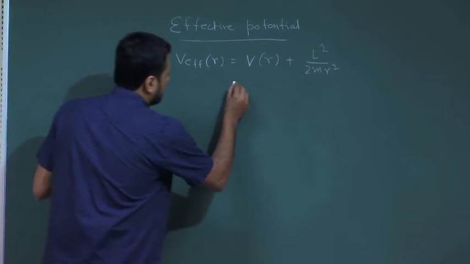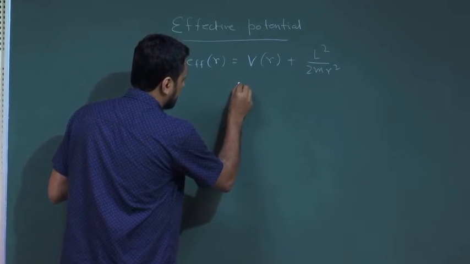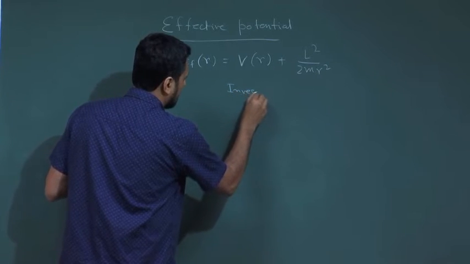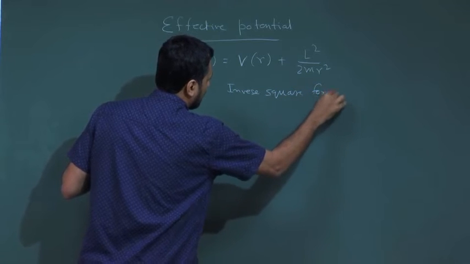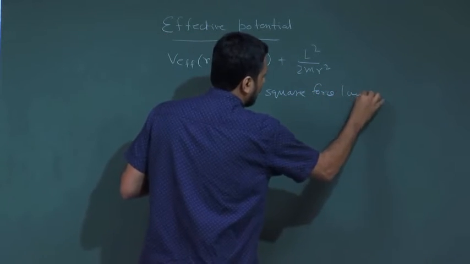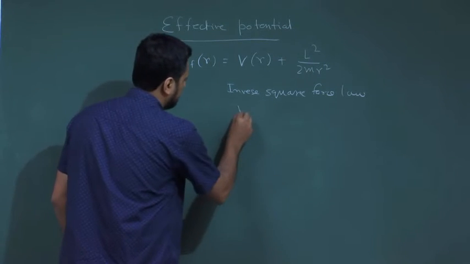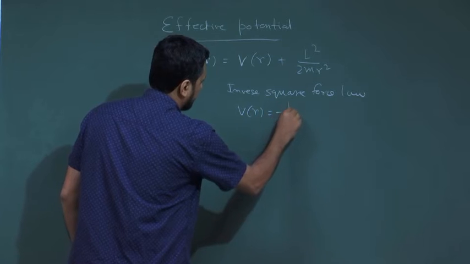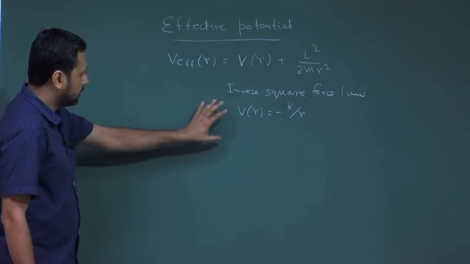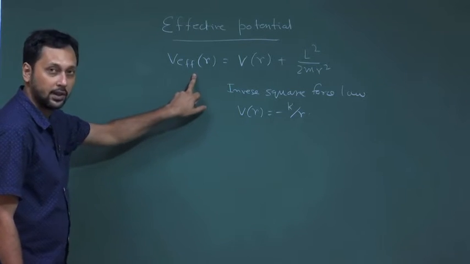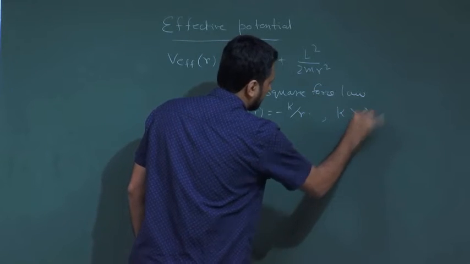Now, let us first take the very common and very well discussed inverse square force law. The force is proportional to inverse square. So, the potential V(r) is given by minus k by r. I am trying to show you how this effective potential looks like for minus k by r, and please remember k is greater than 0.